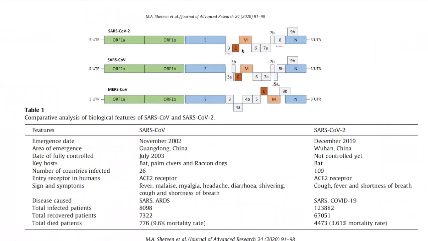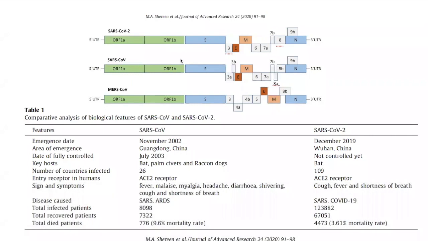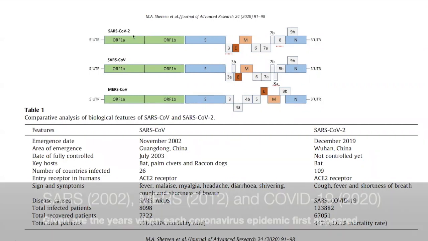This is from a journal article comparing different coronaviruses. I think there are eight or nine different coronaviruses. Most of them are not lethal, or are actually like the common cold. There were three coronaviruses that started pandemics in recent history. We've got MERS, SARS-CoV, and the current virus, SARS-CoV-2.